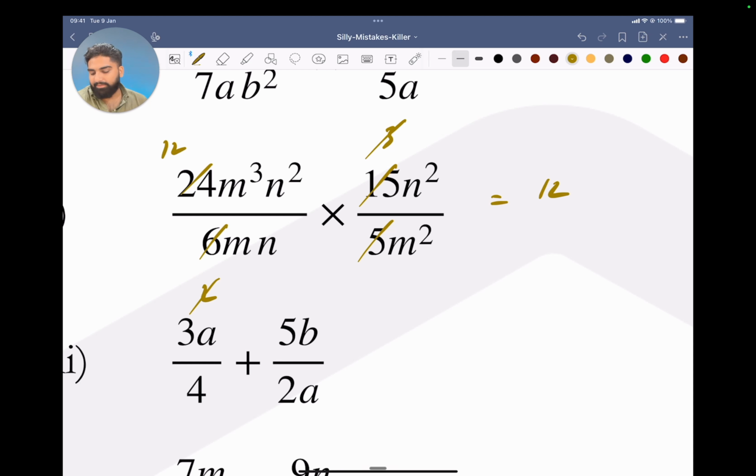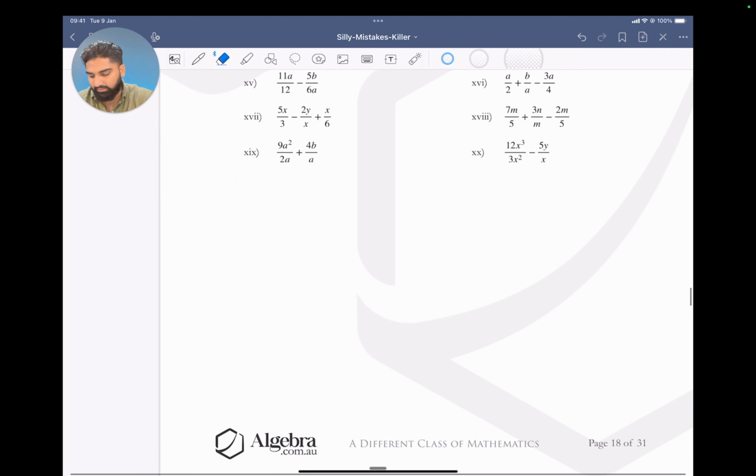What about the m's? Okay, I have m cubed here, and I have m times m squared in the denominator. I have 3 in the numerator, 3 in the denominator. They cancel out. What about the n's? I have 4 n's in the numerator, and I have 1 n in the denominator. Well, I'm just going to be left with n cubed. That's it. Easy peasy. Really takes like 10 seconds.